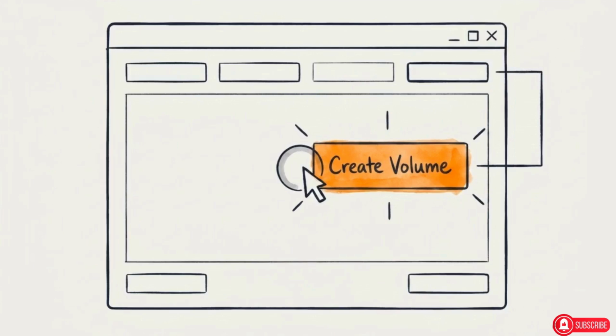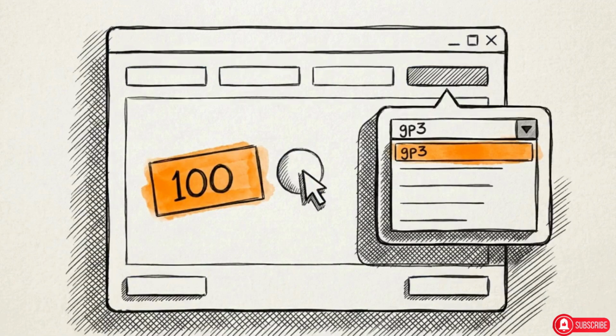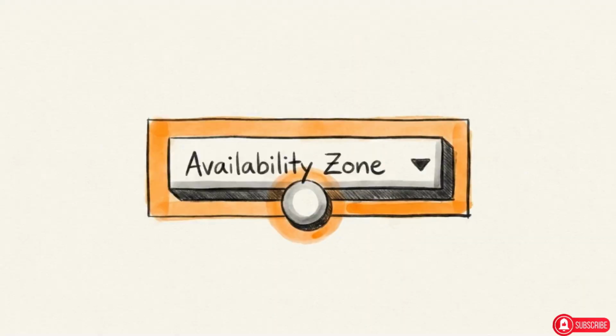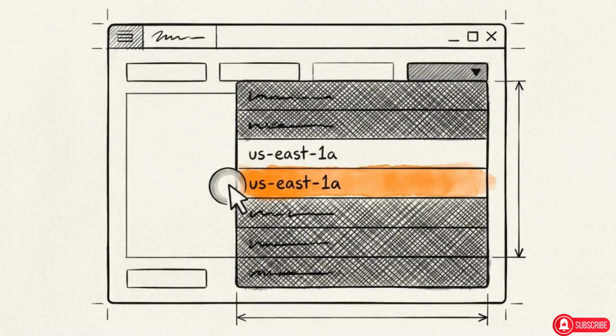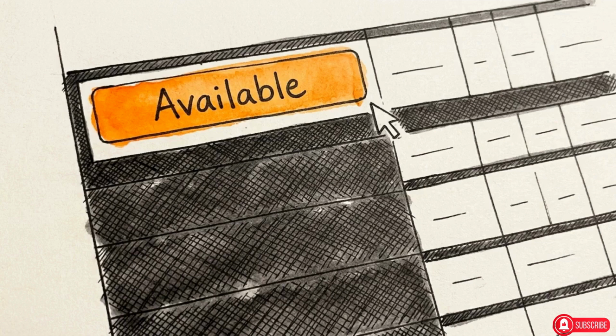Let's put this into practice. Navigate to the Elastic Block Store console, click Volumes, and begin the creation sequence. Select GP3 from the Volume Type menu and set the baseline storage capacity to 100 GB. Now go to the Availability Zone dropdown. Select the exact same zone you identified in your EC2 dashboard. Click Create. Within a few moments, the volume status will switch to Available.